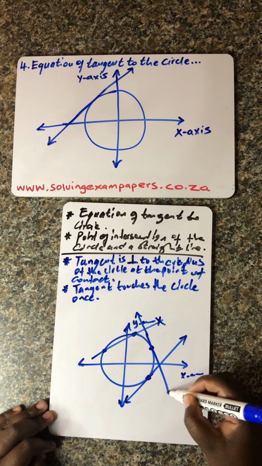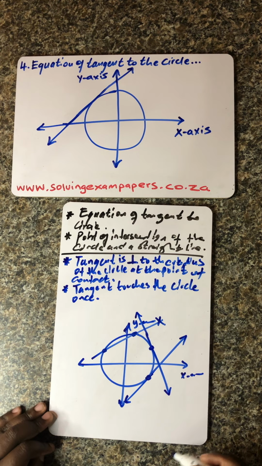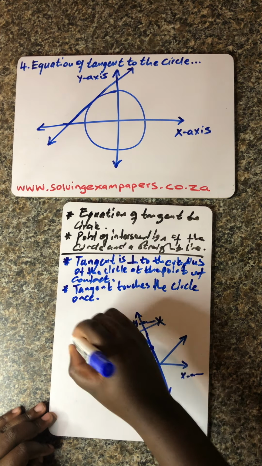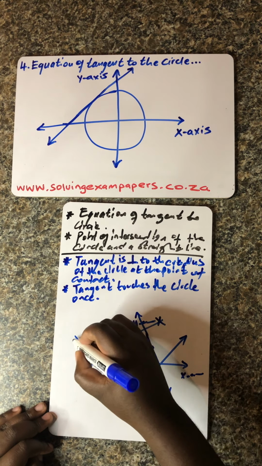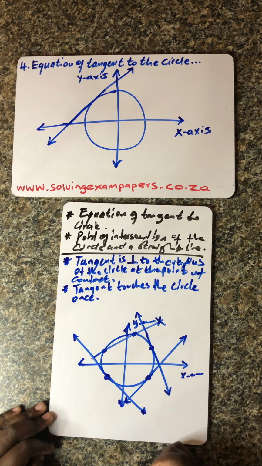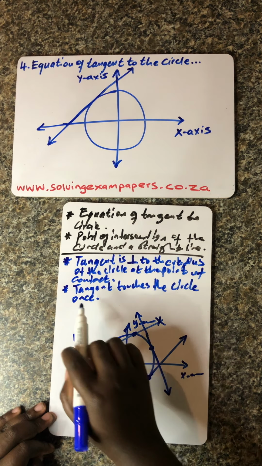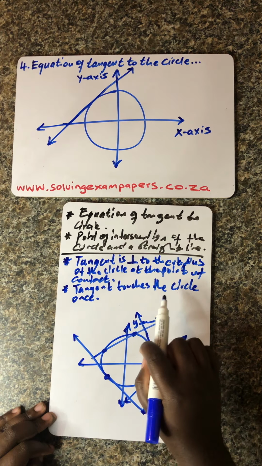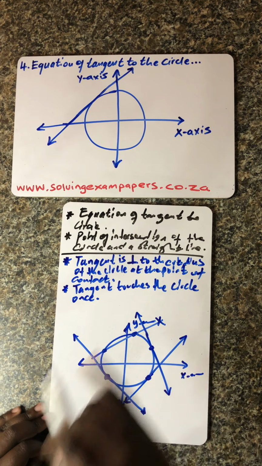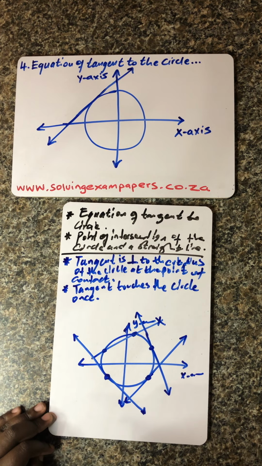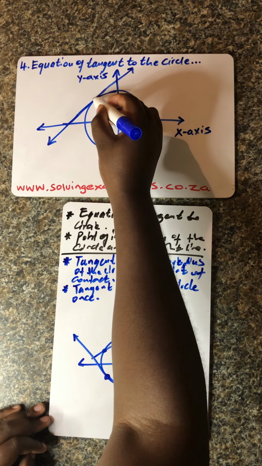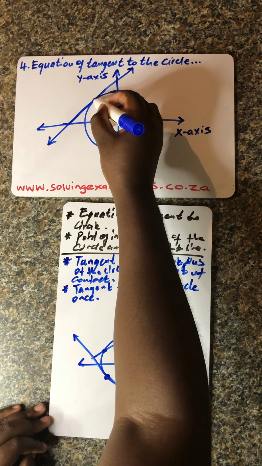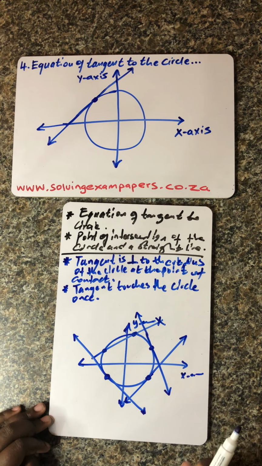So this is a tangent. You just need that line which touches the circle once, which is at that point. In that case, this is what we call a tangent. Very, very much important, ladies and gentlemen. That's why I'm saying tangent touches the circle once, or at one point. So that means this is a tangent and it touches the circle right at that point. Very, very much important.